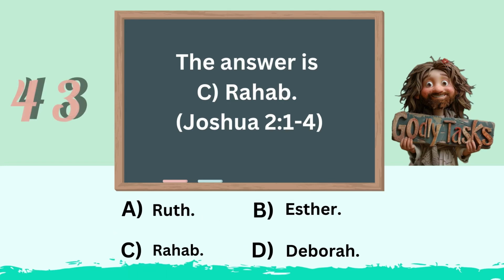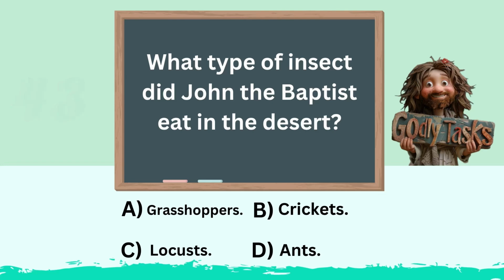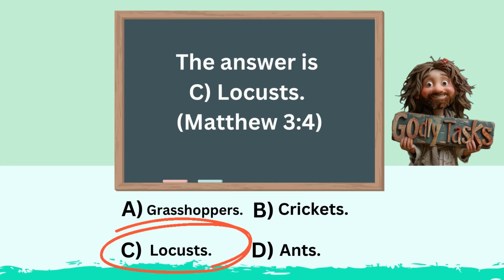Question 43. What type of insect did John the Baptist eat in the desert? A. Grasshoppers. B. Crickets. C. Locusts. D. Ants. The answer is C. Locusts, Matthew 3:4.